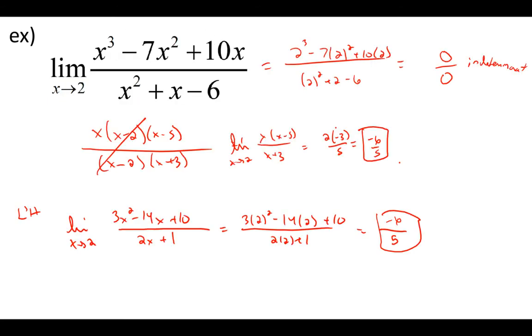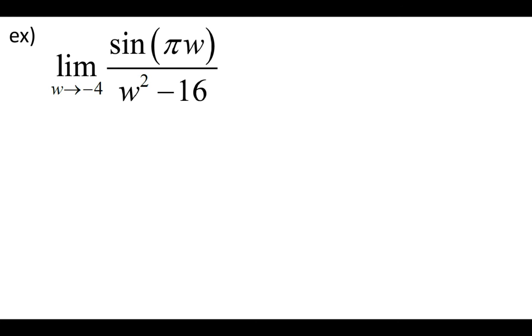All right, let's try a couple more here. So next one is a sine function. Now on all of these, you do need to first plug in what there is and show that you get an indeterminate form. So we're going to get the sine of negative 4 pi over negative 4 squared, which is 16.